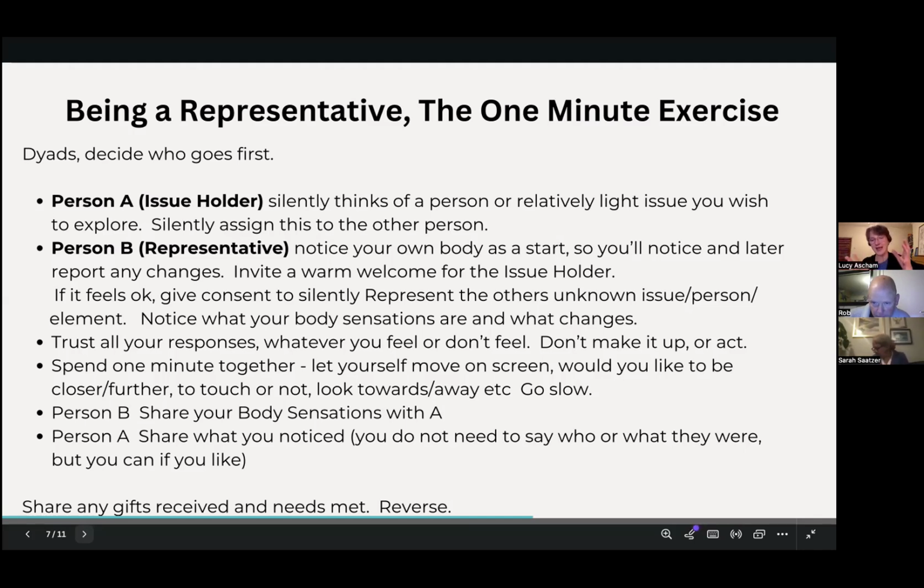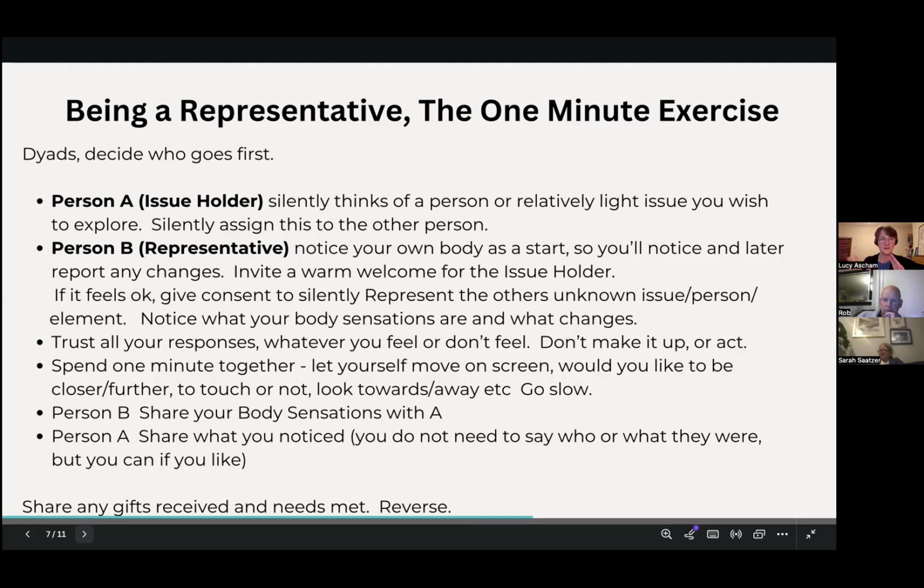Don't try and act anything out. We're going to do this in silence in the breakout room so that you really get to tune into what your body is experiencing and report that as clearly as possible. "Oh, I was looking at you to begin with. I was interested, and then suddenly I didn't want to look at you anymore and I looked away." This is the kind of information that we're working with. So please do trust any and all of your responses, even if it feels like there isn't anything happening.